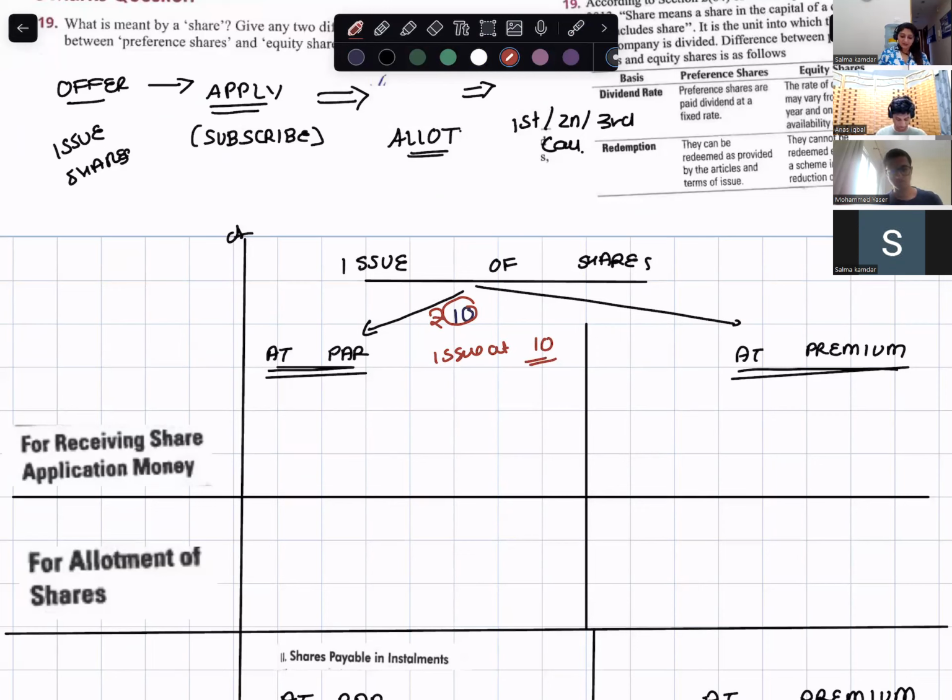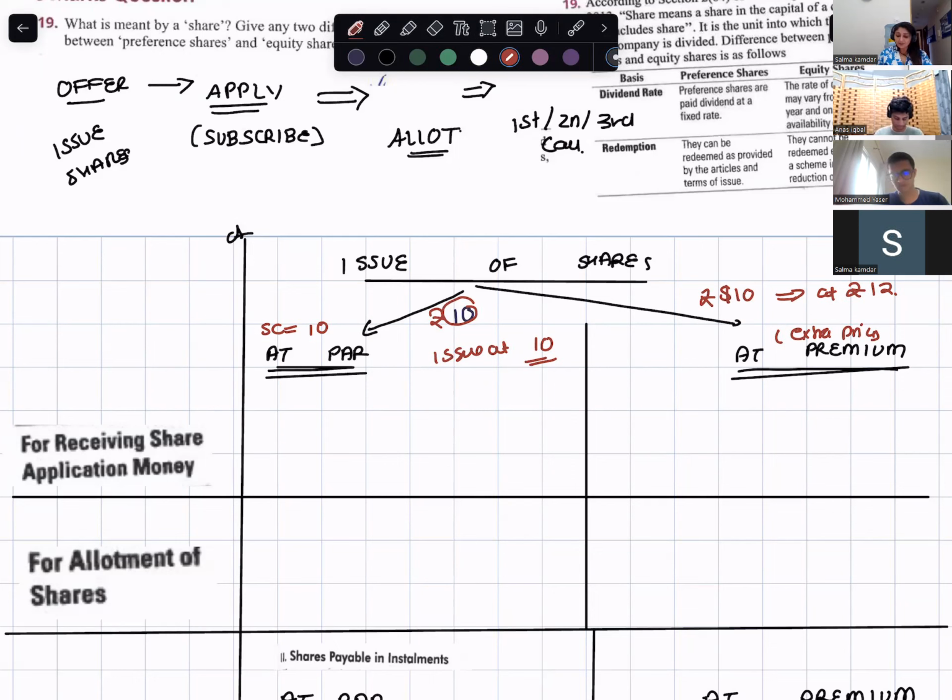Can you tell me how much money will become the share capital? It will be 10. Very good. Are you with me? When I issue the shares at premium, premium means extra price. That means I'm issuing the share of $10 or rupees 10 at rupees 12. The share is actually for 10 and I am asking people to pay me 12.